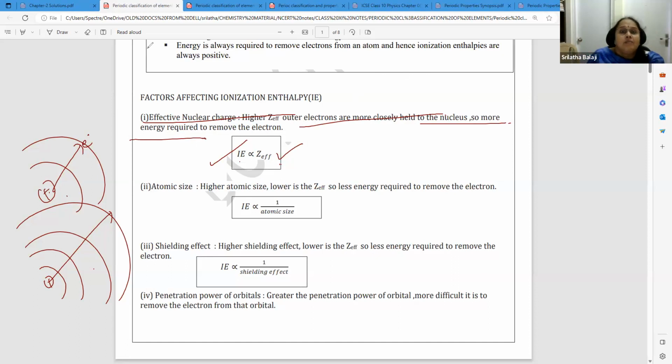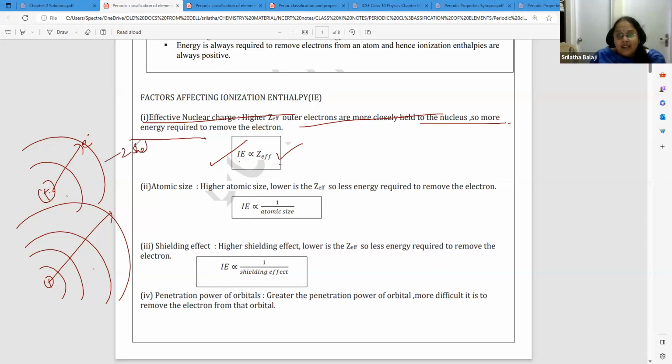And in today's class, someone is asking a question. Atomic size: what is the relation between atomic size and Z effective? I told you yesterday, inversely related. So if ionization enthalpy is directly related to Z effective, how is it related to atomic size? Inverse. So it's obvious now.